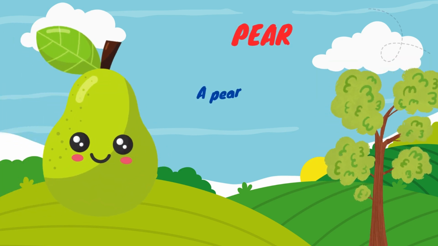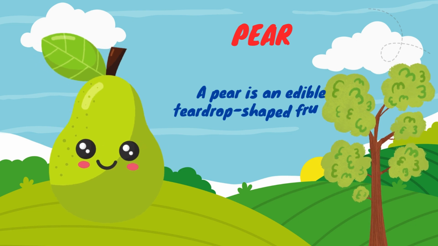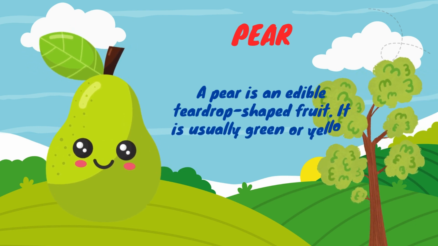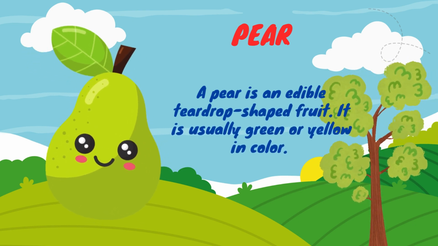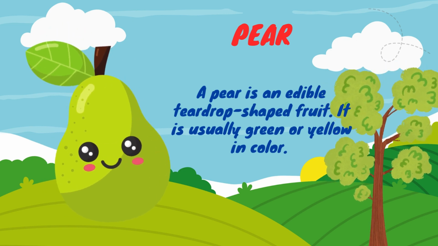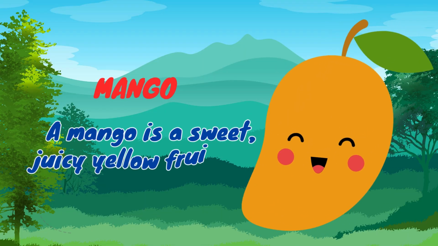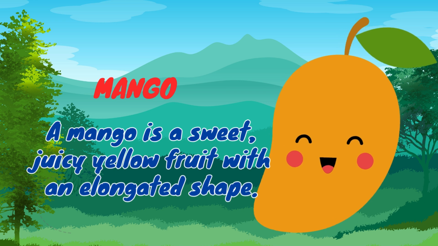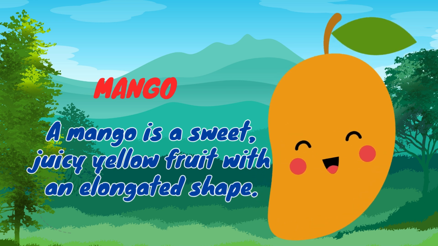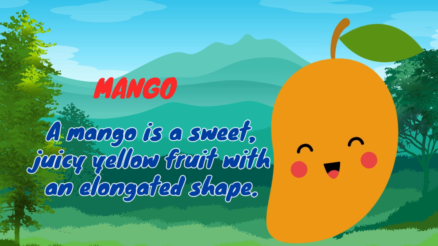Pear. A pear is an edible teardrop-shaped fruit. It is usually green or yellow in color. Mango. A mango is a sweet, juicy, yellow fruit with an elongated shape.